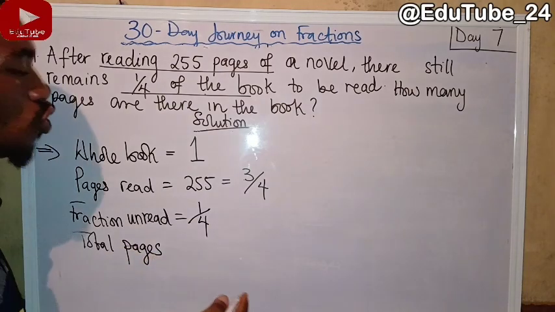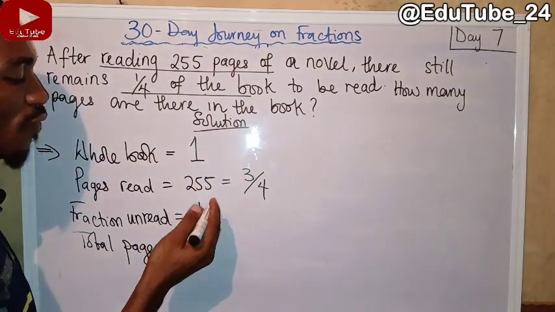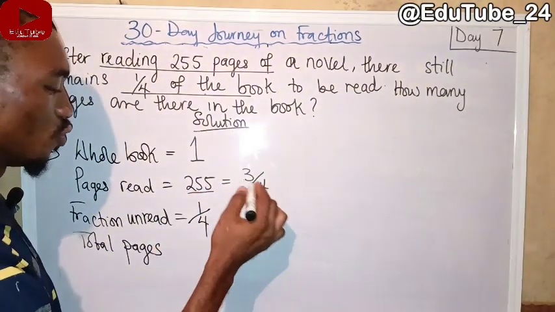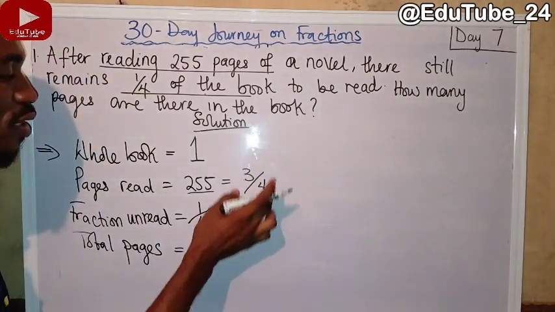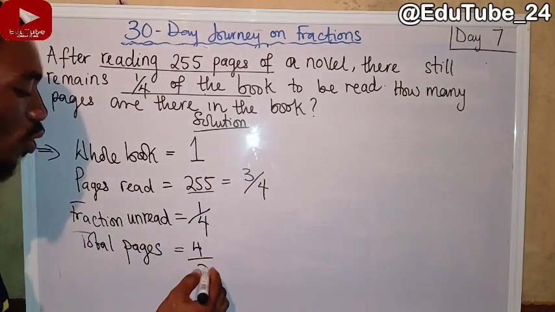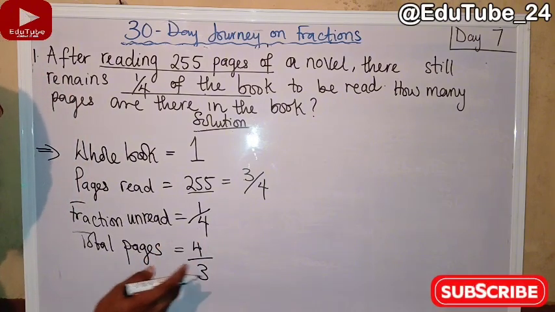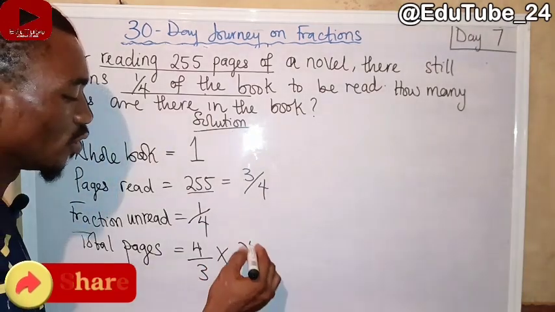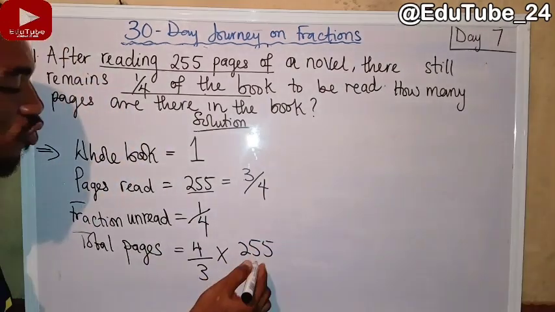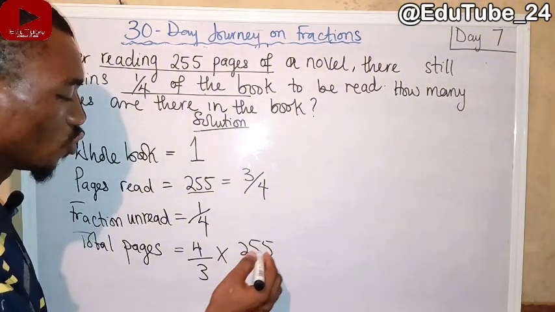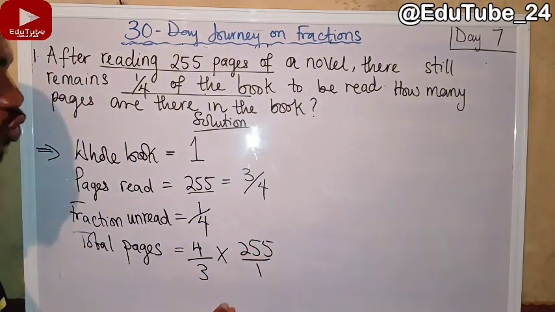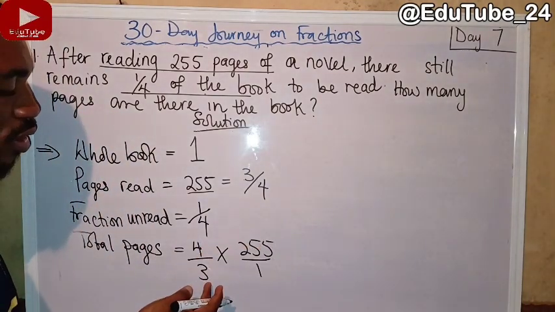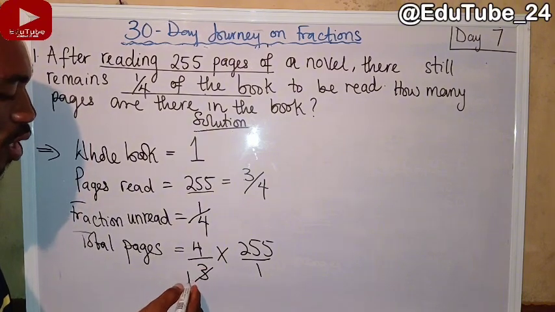we are simply going to use what we have to find what we don't have. We have the number of pages read, and we have the fraction of the pages that is read. So we are just going to flip over this fraction by writing 4/3, because 4 represents the total pages and 3 represents the pages that is read. So multiply by the number of pages read. So we have 4/3 times 255 over 1. Now what we need to do is to consider the common factors, what can be divided in the numerator and in the denominator. So 3 in 3 goes, we have 1.